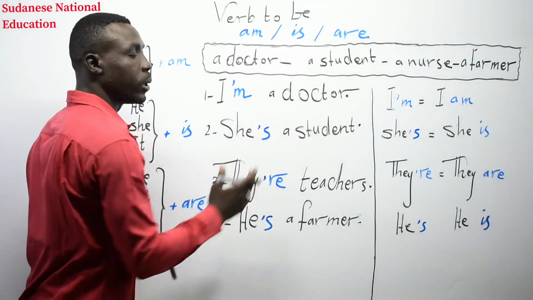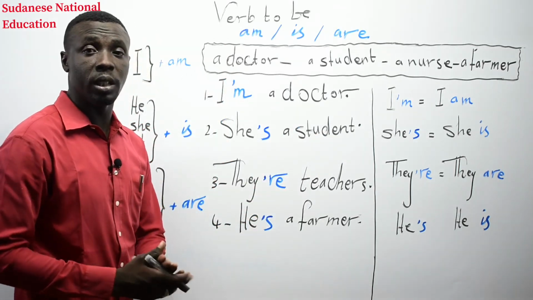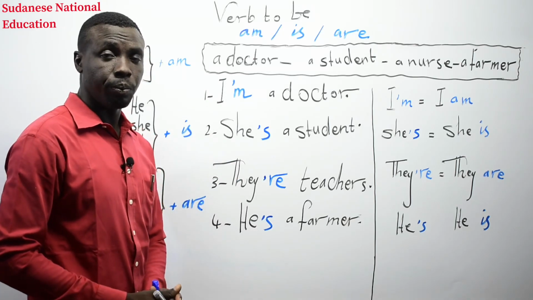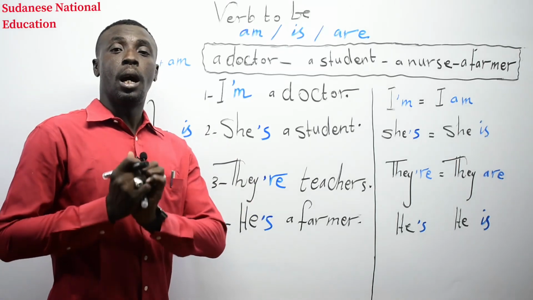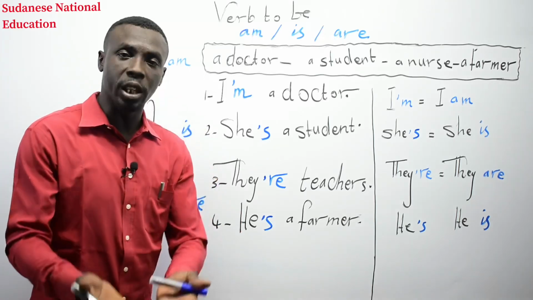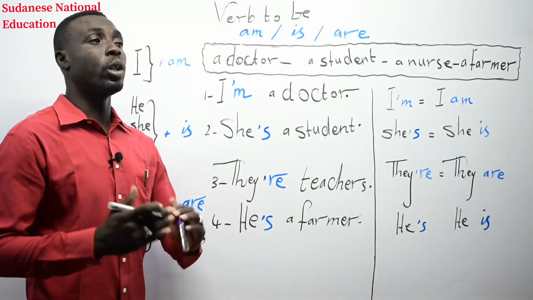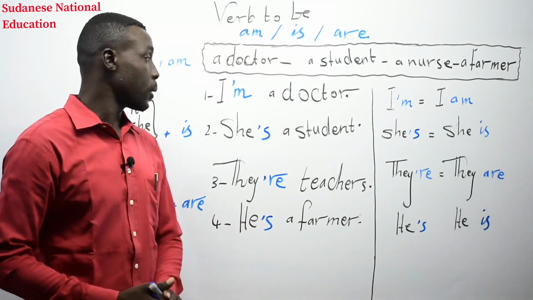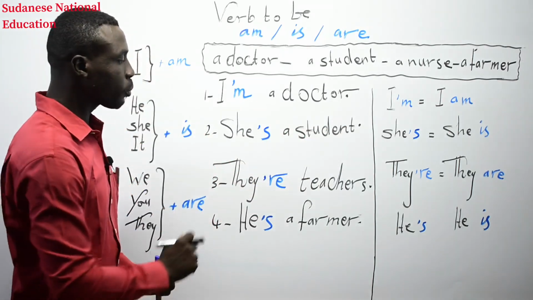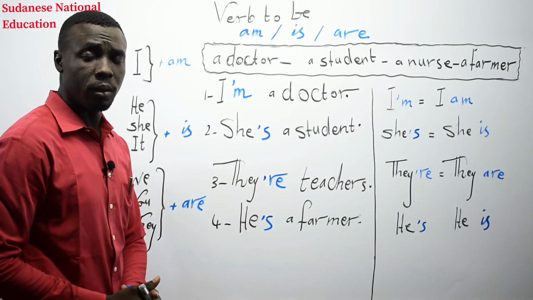Number 2, she's a student. A student means someone who learns in a college or university. If you are learning English, you are a student. The one who goes to learn English or other languages is called a student. So, she's a student.